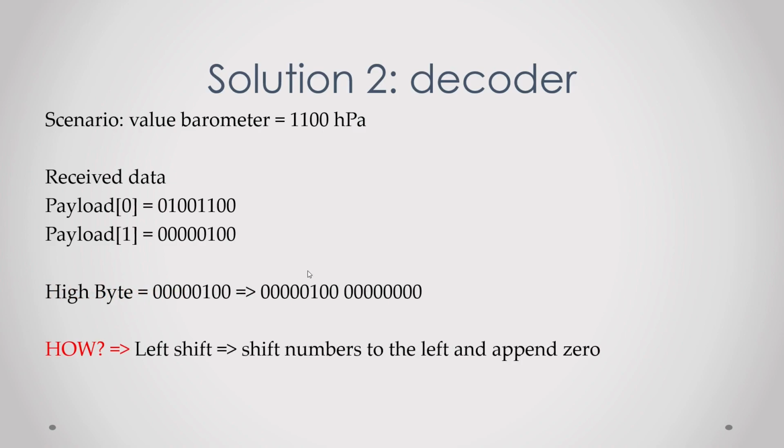So this is what we receive, but this is what we need to add the value so we have the correct value. So how do you actually do this? Well, there are a couple of different ways, but the most common way is to left shift.